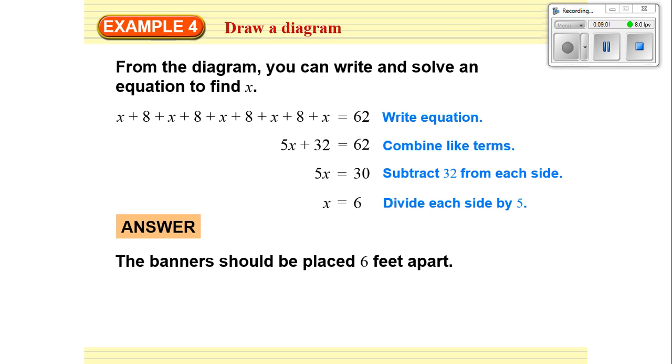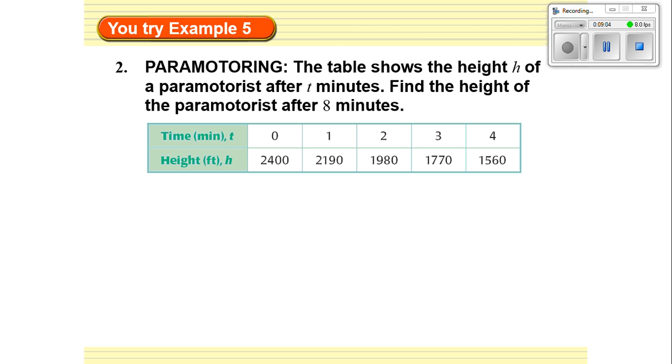Okay, let's try another example. We have another paramotorist. In this we have a table or a pattern that shows the height of the paramotorist after t minutes. This time we want to find out what the height of the paramotorist is after 8 minutes. I do not want to continue my table for 8 times. So we're going to look at the pattern and what's happening here. His initial height was 2,400 feet. And every single minute he descended, he went down 210 feet.